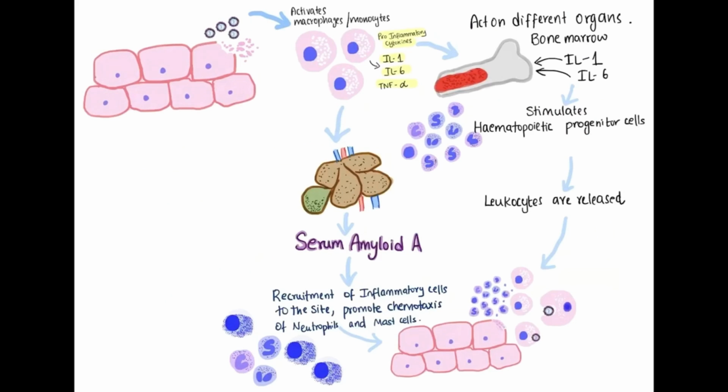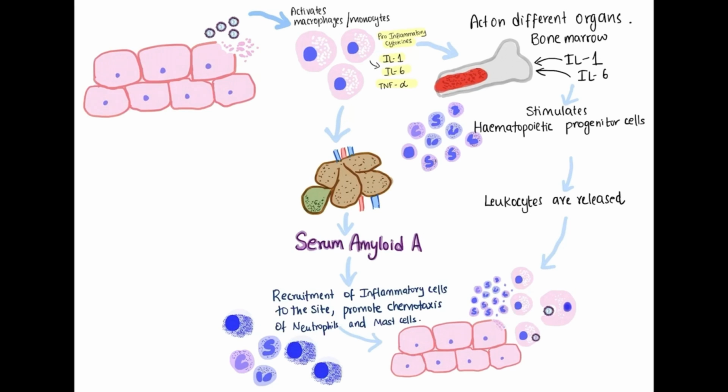When the cells are injured, the macrophages are activated and they secrete interleukin 1, interleukin 6 and tumor necrosis factor alpha. The interleukin 1 and 6 act on both bone marrow and liver. In bone marrow, they stimulate hematopoietic progenitor cells, thus releasing more inflammatory cells into the circulation. And in the liver, they stimulate the liver to produce acute phase proteins including serum amyloid A.